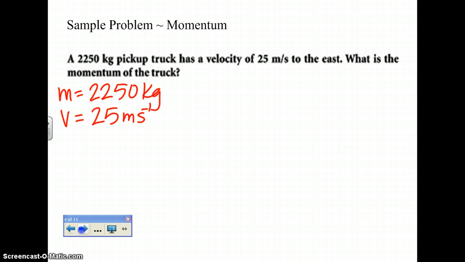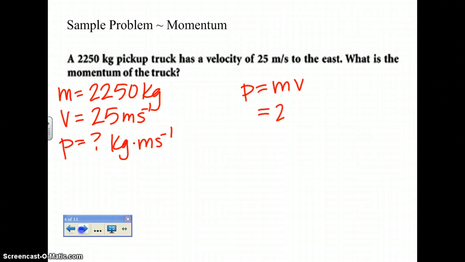Well, if it says 25 meters per second to the east, is that a positive quantity or a negative quantity? It's positive because it's heading towards the east. Your unknown is your momentum. Please remember to include your units with your variables. So the correct units that would be assessed here are kilograms times meters per second. The original equation would be momentum equals mass times velocity, whereas momentum is what you're trying to solve for, so you do not need to rearrange anything.